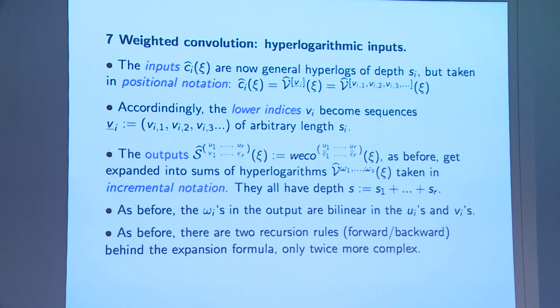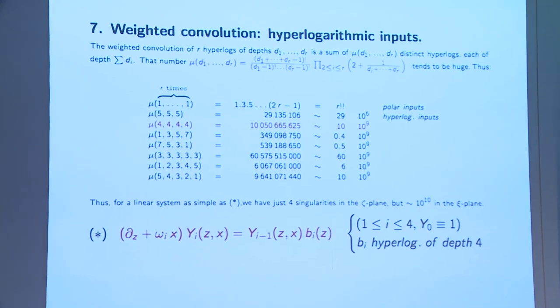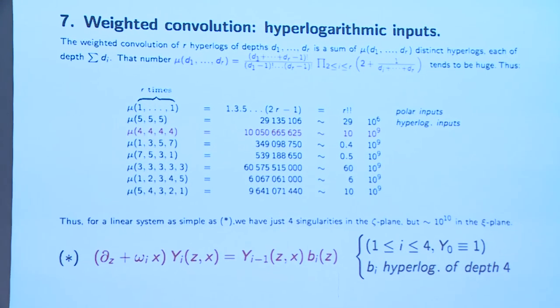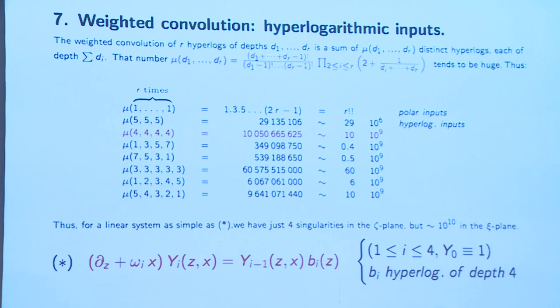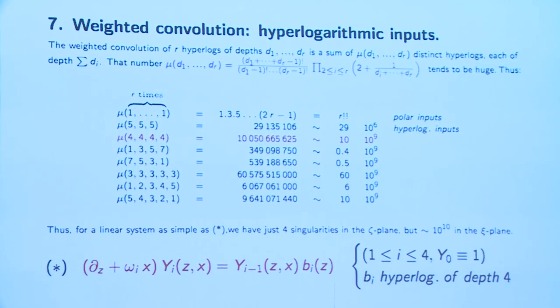The number of terms which you get is even larger. The formula in blue up there tells you how many, if each of the inputs has depth di, this tells you the number of terms.